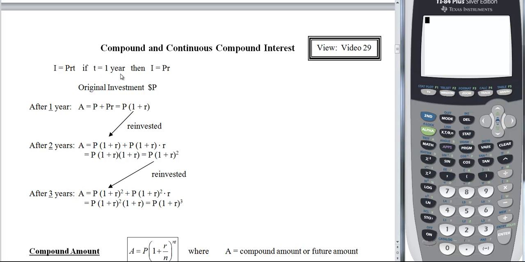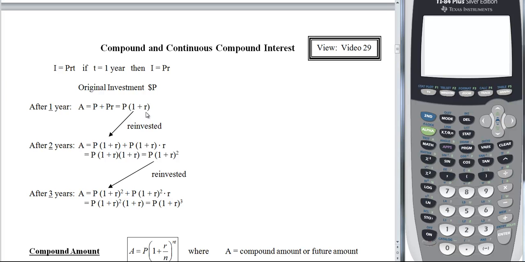If t is equal to 1 year, then that would become I equals P times R. So I'm going to talk about the original investment, which is P dollars. So after 1 year, my amount in the bank after 1 year, here's my original principal, and this is my interest. This is what I got from here. But I can factor out a P, and if you'll notice, I come up with this formula.